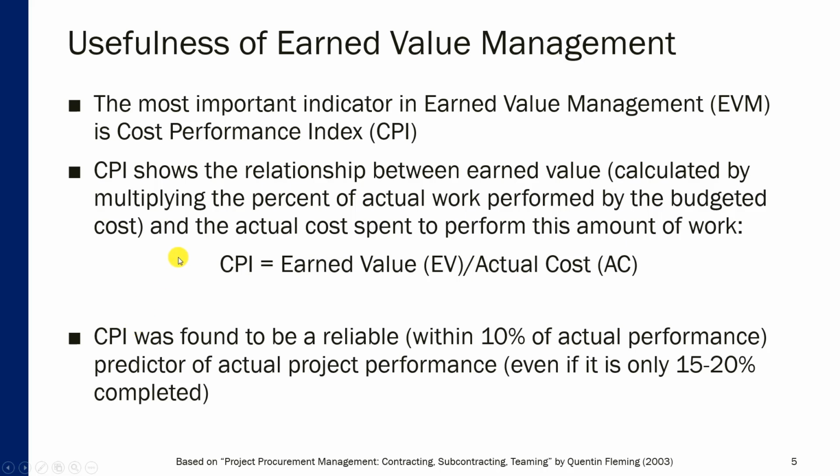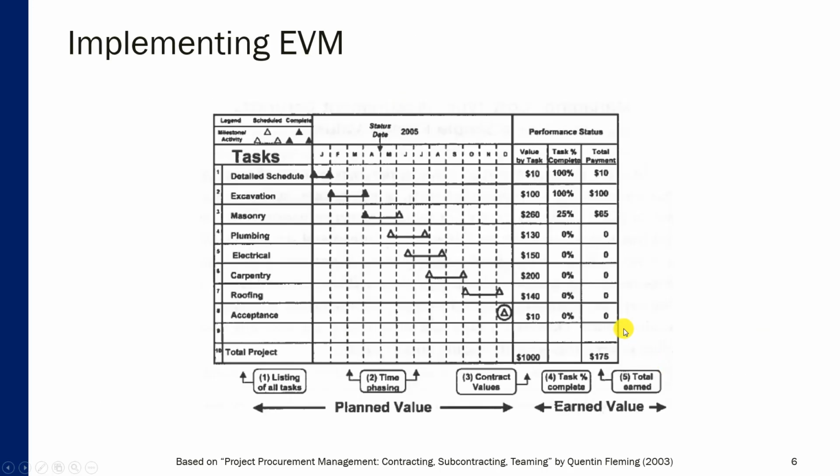So why is CPI important, and why is it a useful benchmark or indicator for administering procurements? Well, CPI was found to be a reliable predictor of actual project performance, within 10% of actual performance, even if the project is only 15 or 20% completed. So this is how it will look.